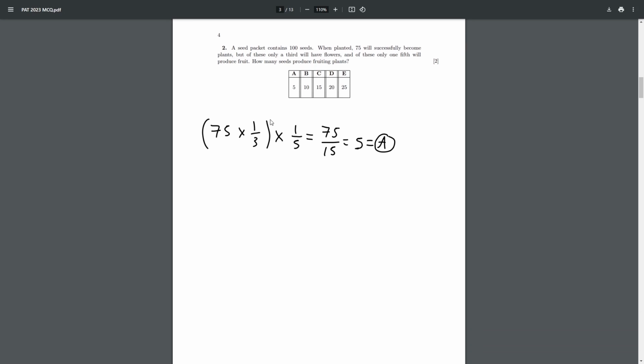Question 2. A seed packet contains 100 seeds. When planted, 75 will successfully become plants, but only a third of these will have flowers, and only a fifth of these, only 1/5, will produce fruit. How many seeds produce fruiting plants? So, if we know that only a third of the 75 will become flowers, we can say that 75 times 1 over 3 become flowers. And we're told that of these, so of this 75 times 1 over 3, only 1/5 produce fruit. So we want to times this whole thing by 1 over 5. And we end up with 75 over 15, which is 5, which means the answer is A.